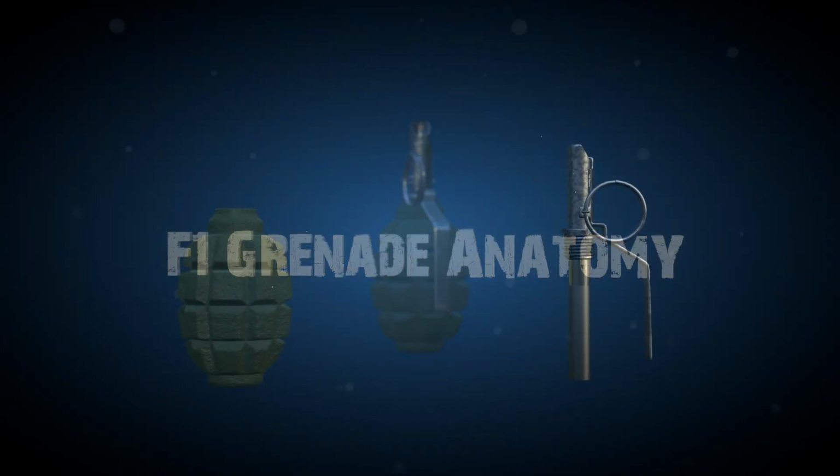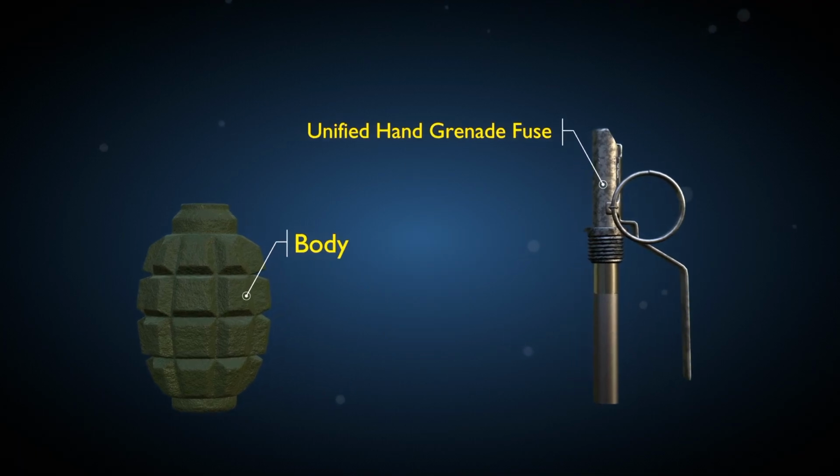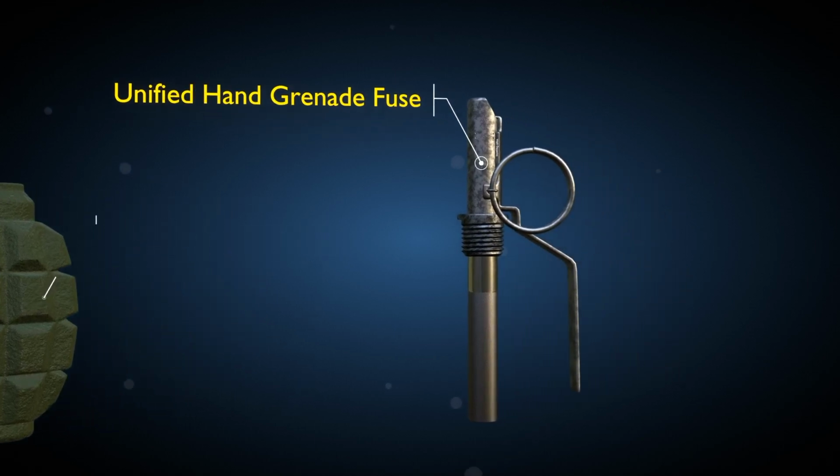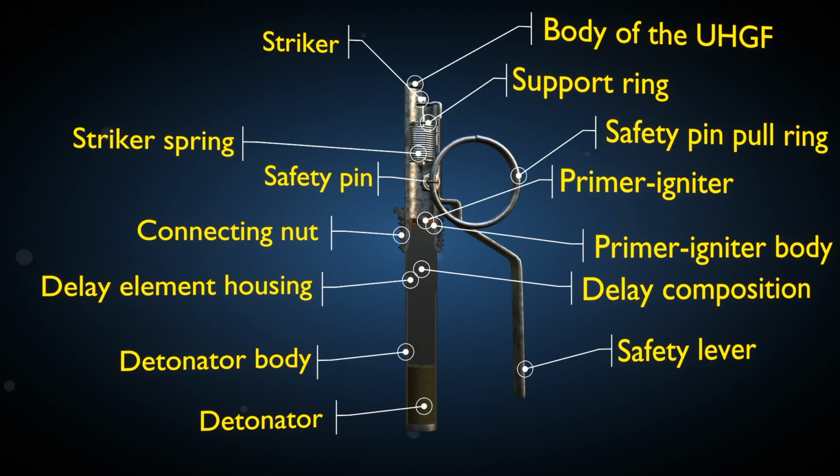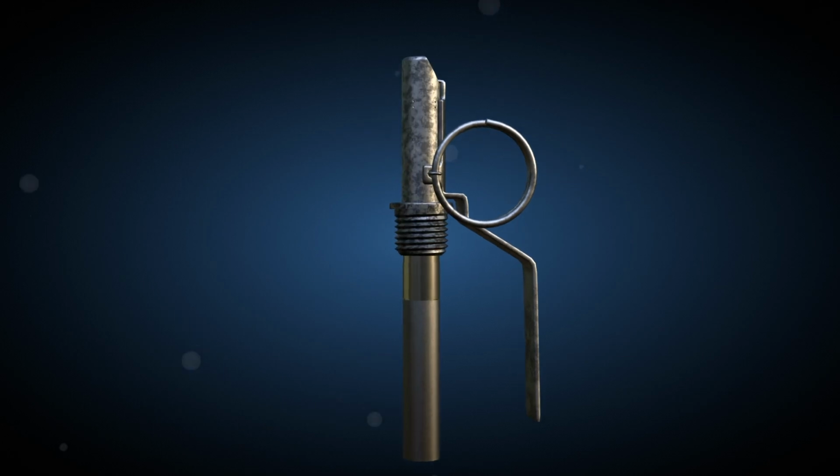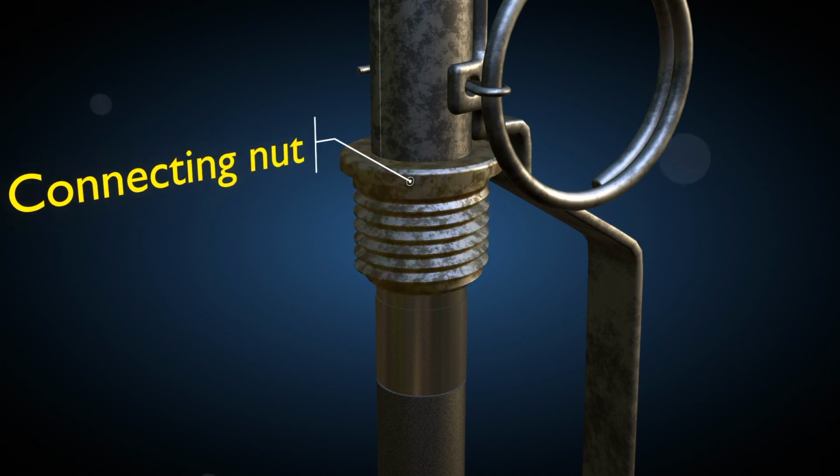The F1 grenade consists of two main parts, the body and the unified hand grenade fuse. The unified hand grenade fuse consists of quite a large number of elements, which we will now examine in detail. The unified hand grenade fuse is attached to the body using a connecting nut.